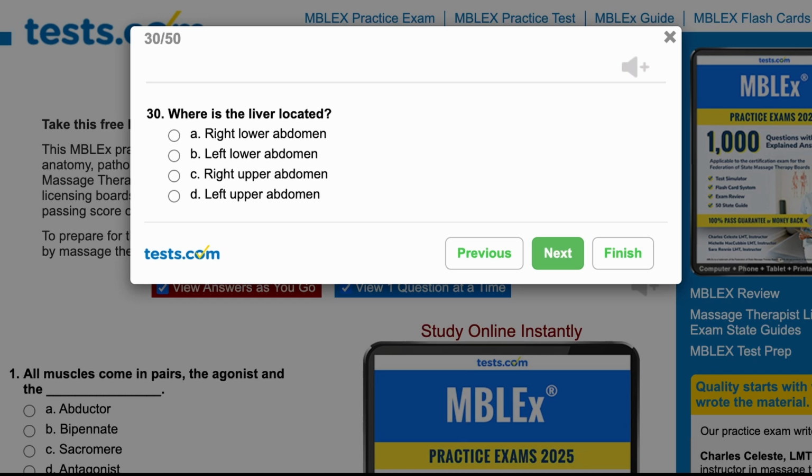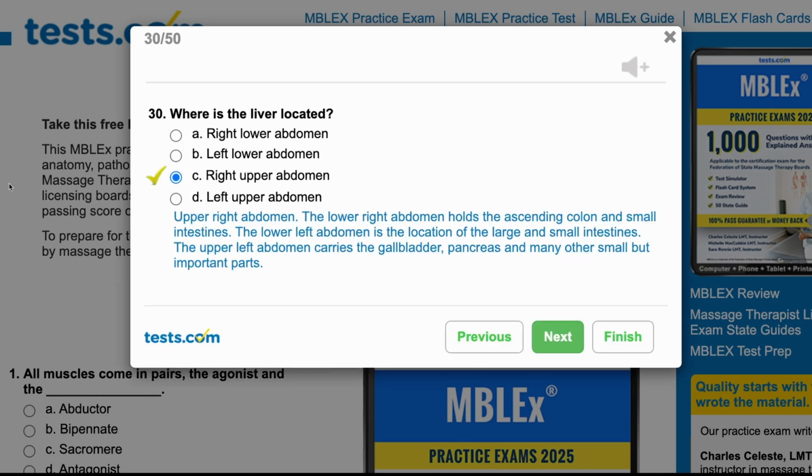Question 30. Where is the liver located? A, right lower abdomen. B, left lower abdomen. C, right upper abdomen. D, left upper abdomen. C, the upper right abdomen. The lower right abdomen holds the ascending colon and small intestines. The lower left abdomen is the location of the large and small intestines. The upper left abdomen carries the gallbladder, pancreas, and many other small but important parts.